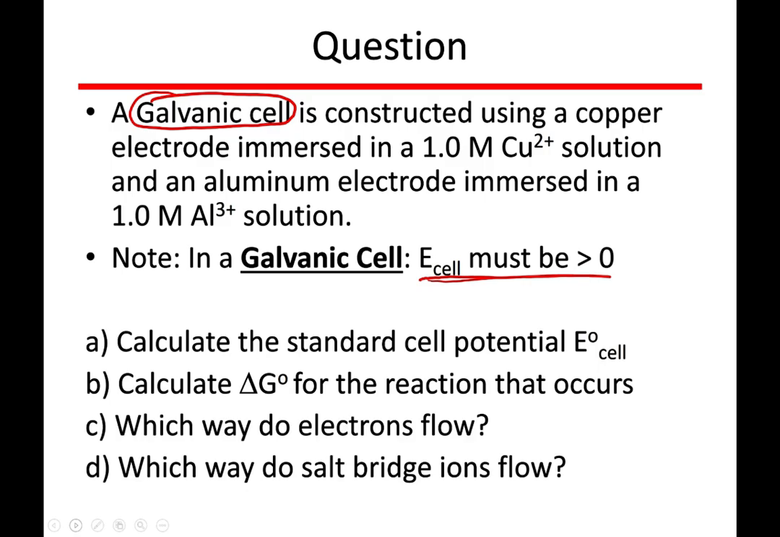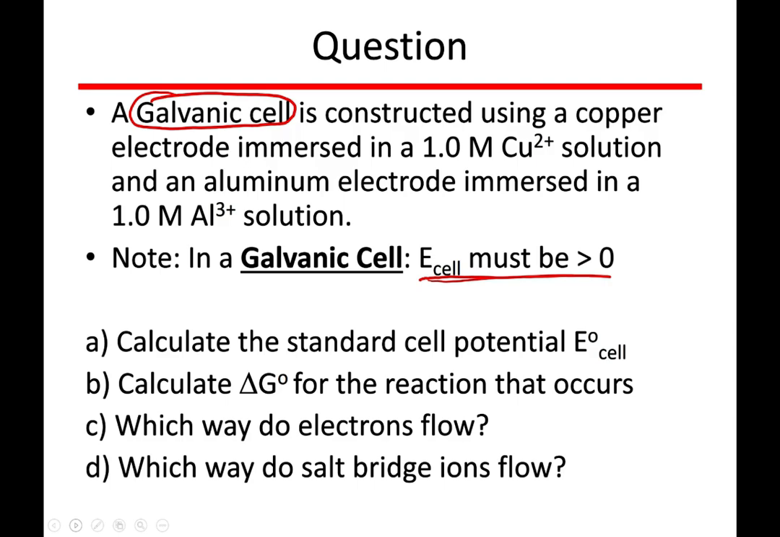this problem. We're going to determine what the standard cell potential is. We're going to calculate the standard value of delta G for the redox reaction that occurs in this cell. We're going to determine which way the electrons flow. And we'll also talk about the salt bridge and which way the ions in the salt bridge flow.